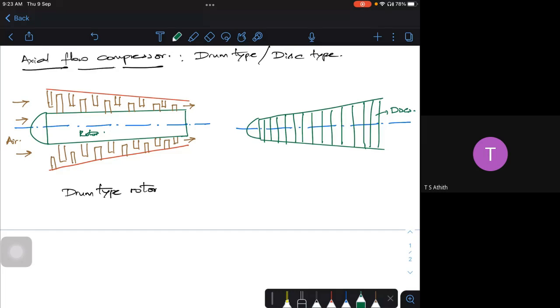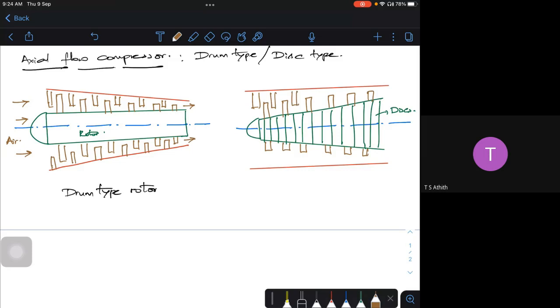On this, I'll be having the blades like this. These are my rotor blades. Your stator is almost flat. On the stator, I can have the blades like this in between. So this is how it is.